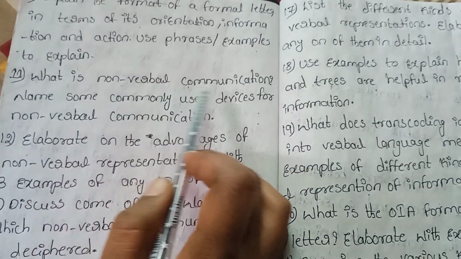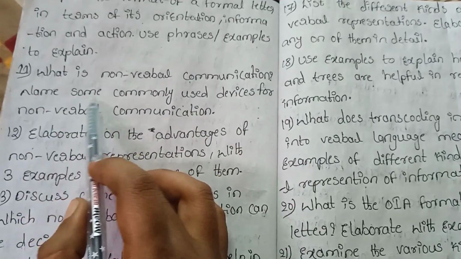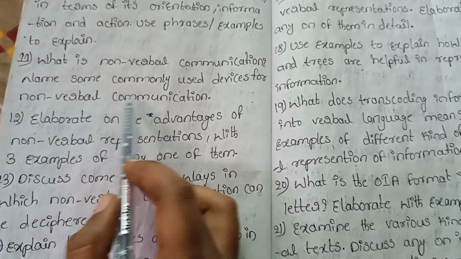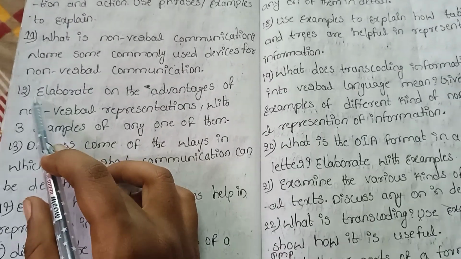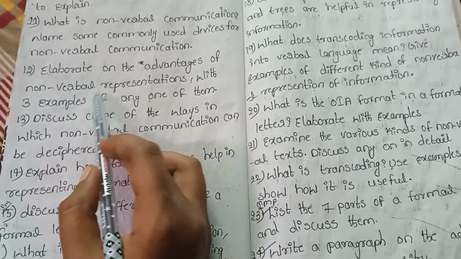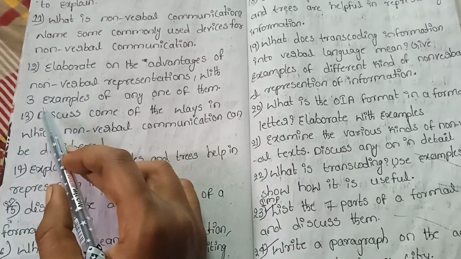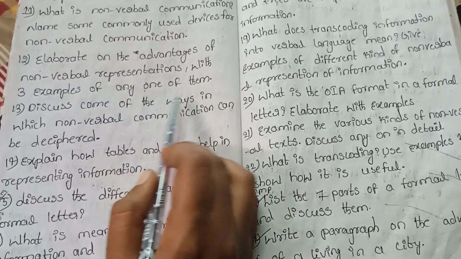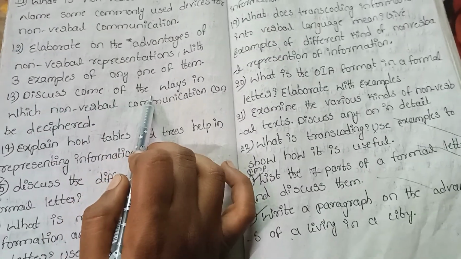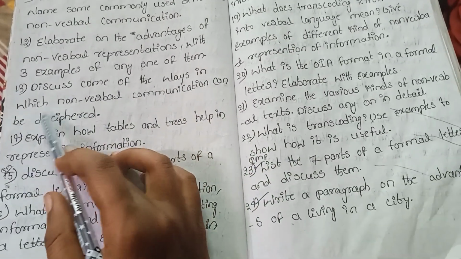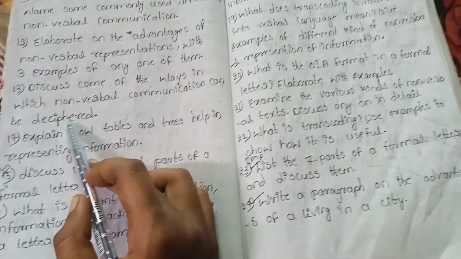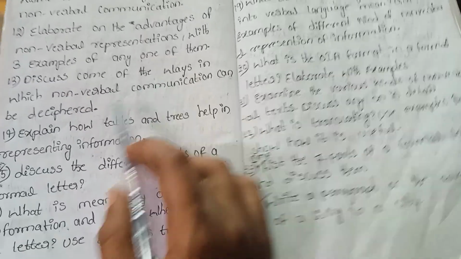What is nonverbal communication? Name some commonly used devices for nonverbal communication. Elaborate on the advantages of nonverbal representations with 3 examples of any one of them. Discuss some of the ways in which nonverbal communication can be deciphered.